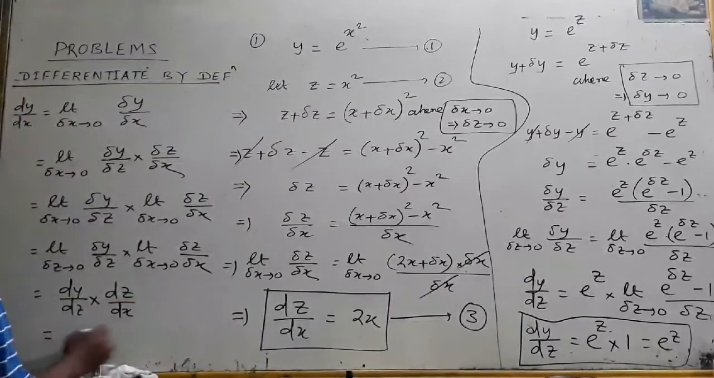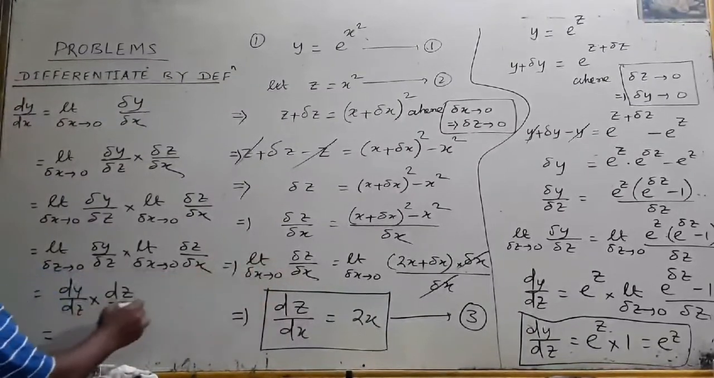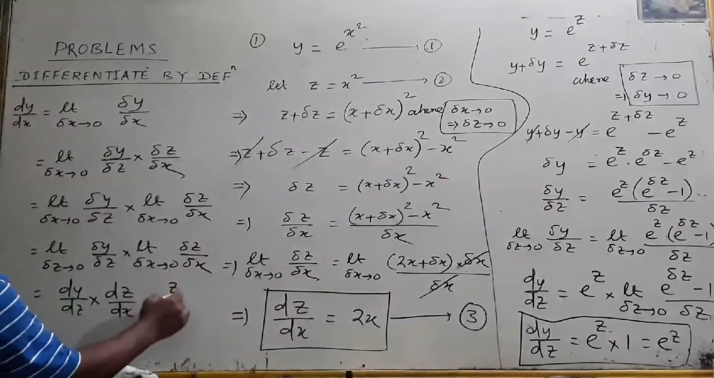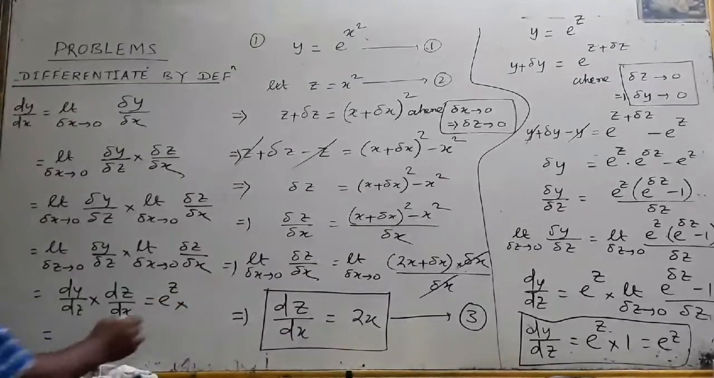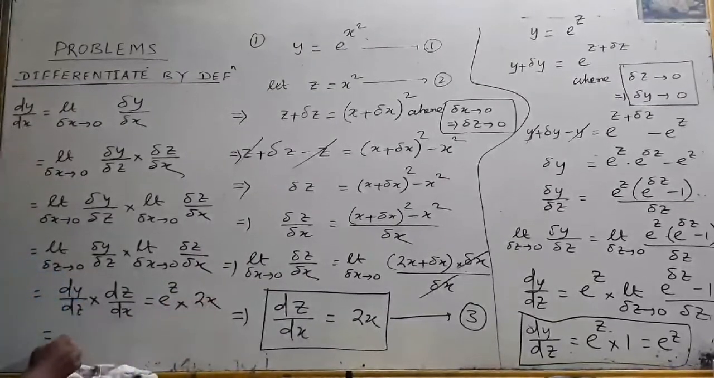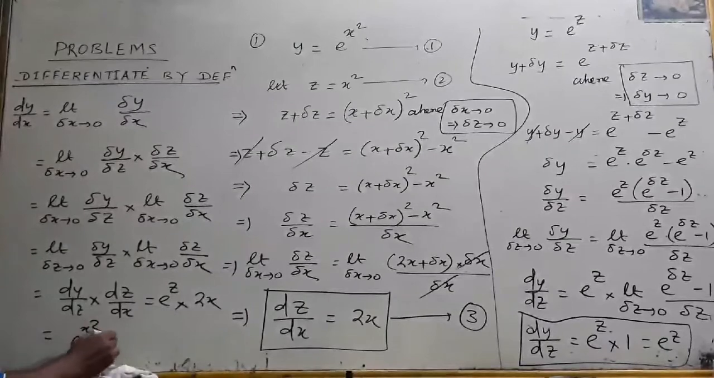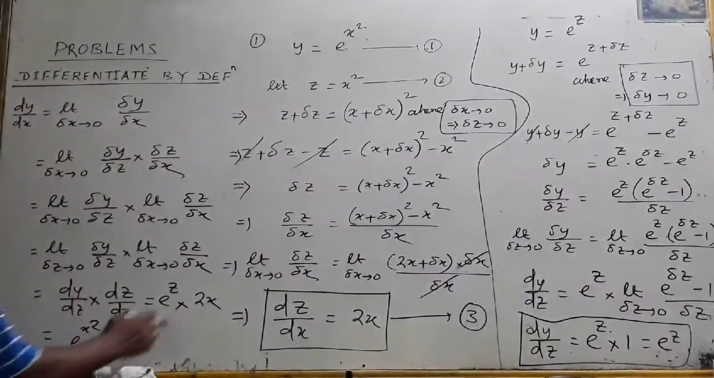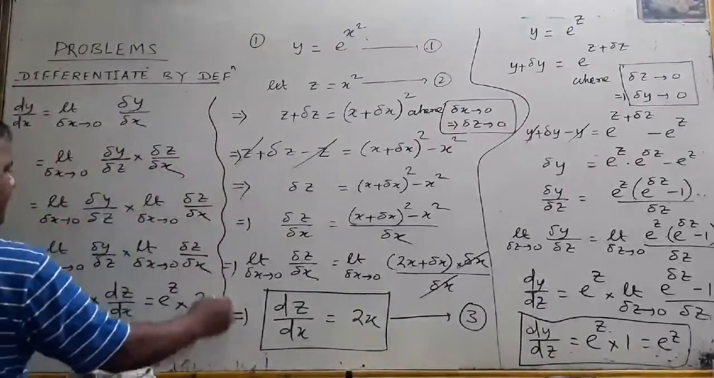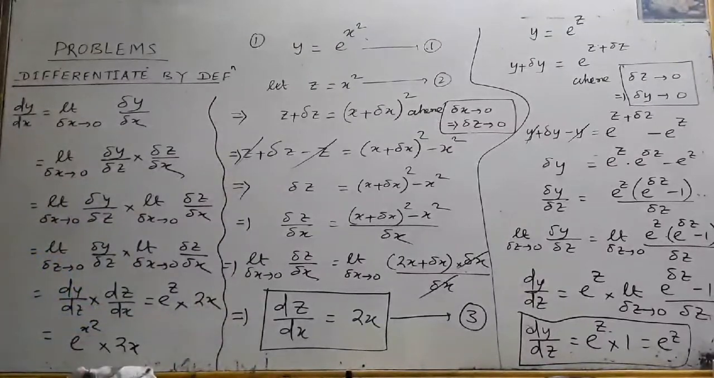Now what is dy by dz? I am writing there e to the power z into dz by dx, which is 2x. e to the power z, what is z? z is x square, into 2x. This is the answer. So dy by dx is e to the power x square into 2x.